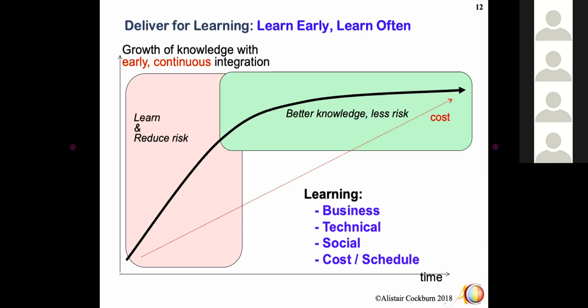And then the last one is how long is it going to take to build this, and how much is it going to cost? So there are specific experiments and things you can do early on to reduce the risk and to learn the cost and schedule. So those are the 4 buckets. Inside that pink area, learn and reduce risk, we're learning about our business model, the technology, the people who are working, and how long it will take to get this built.